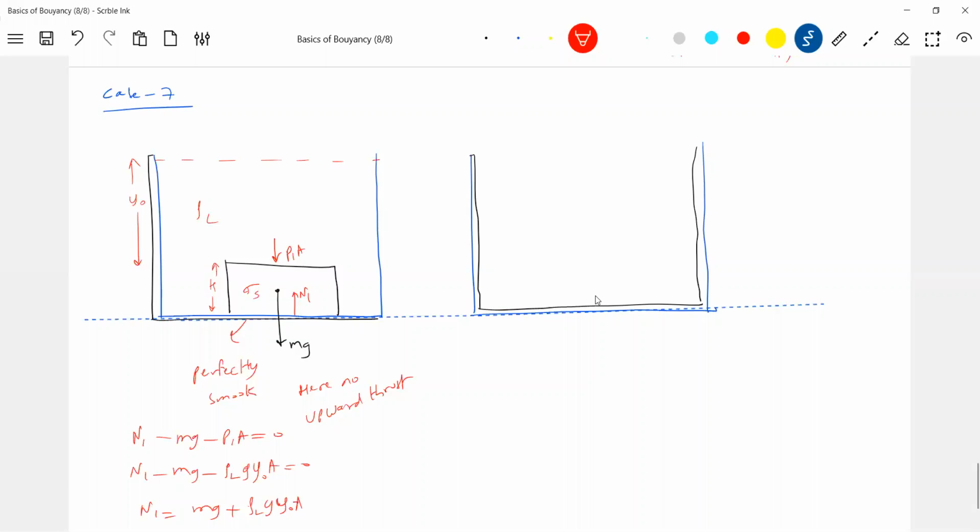Now the same solid, but now the bottom is slightly rough. Not very much, slightly. So which is practically possible? This is theoretical. Practically, this is what happens, the second case. So what is the weight? Mg. Then the forces acting here are P1A, as usual, the liquid is still here. This is Y naught. So what is the normal contact here? Let it be N2.